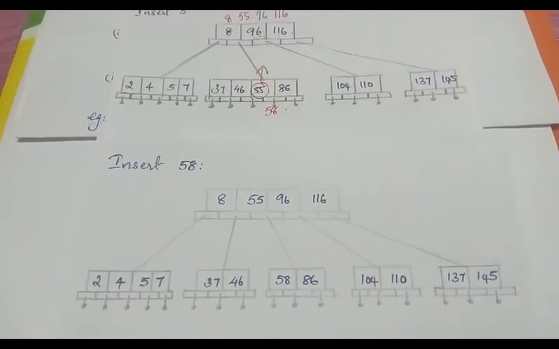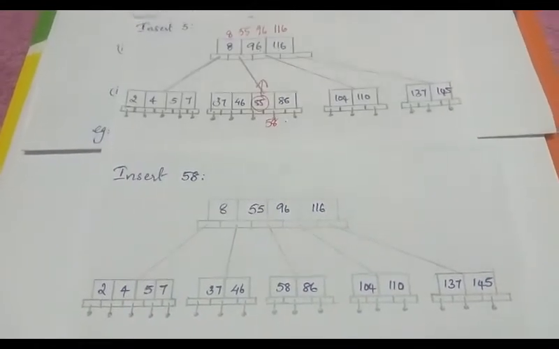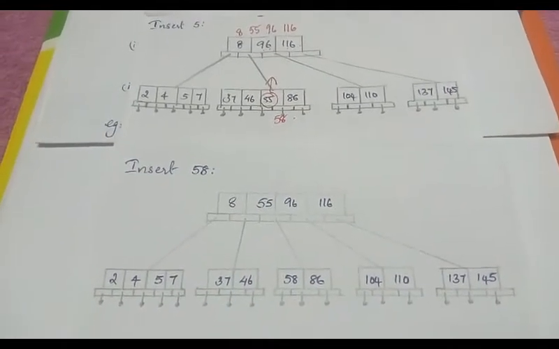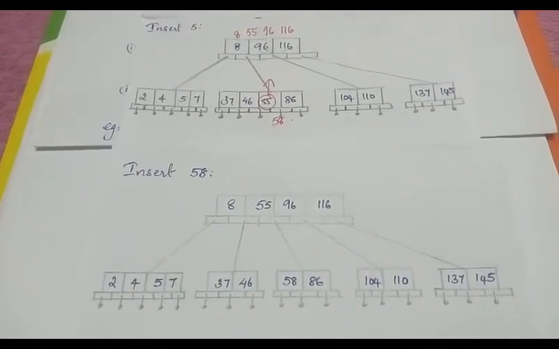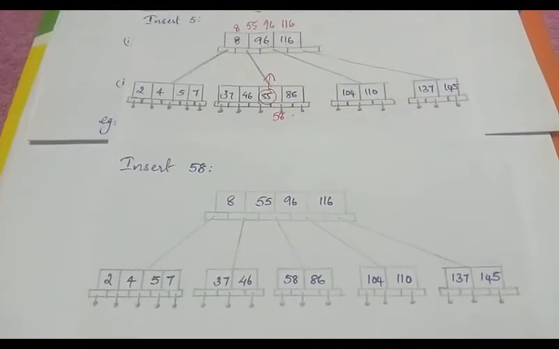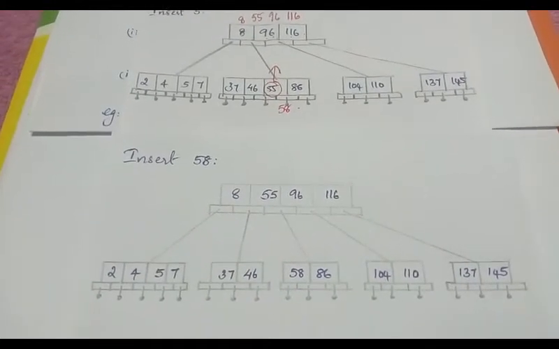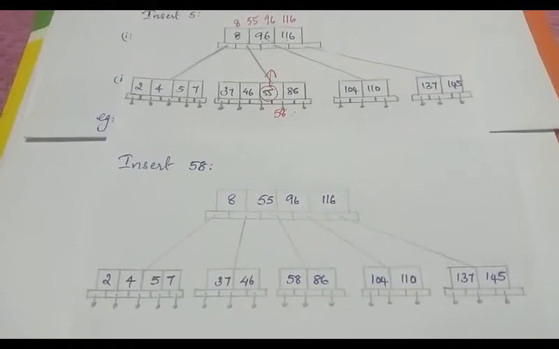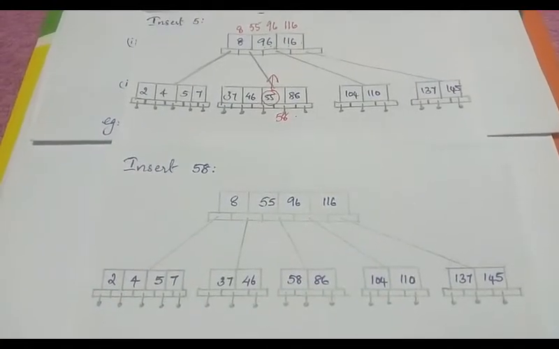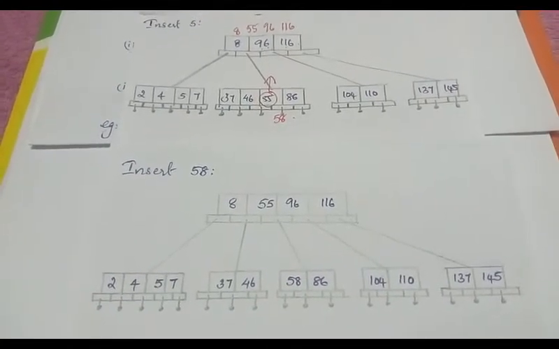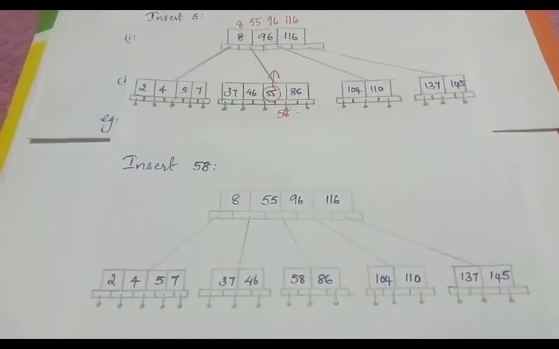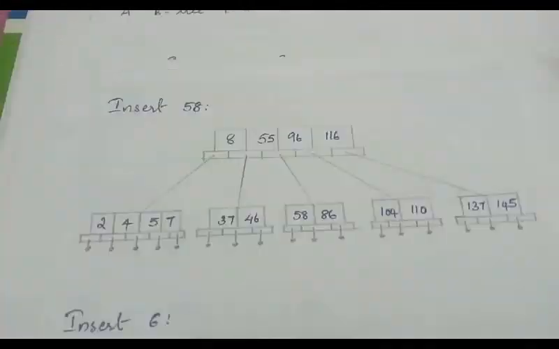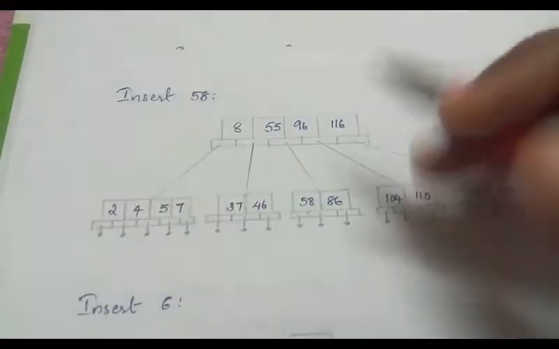This is how we get it when 55 is shifted to the parent node and the child node is split into 2 child nodes. And now you can see that the root node has 4 key values and the number of child nodes has become 5. This is the maximum number of child nodes that a B-tree of order 5 can have. Now to insert 6 into this tree.